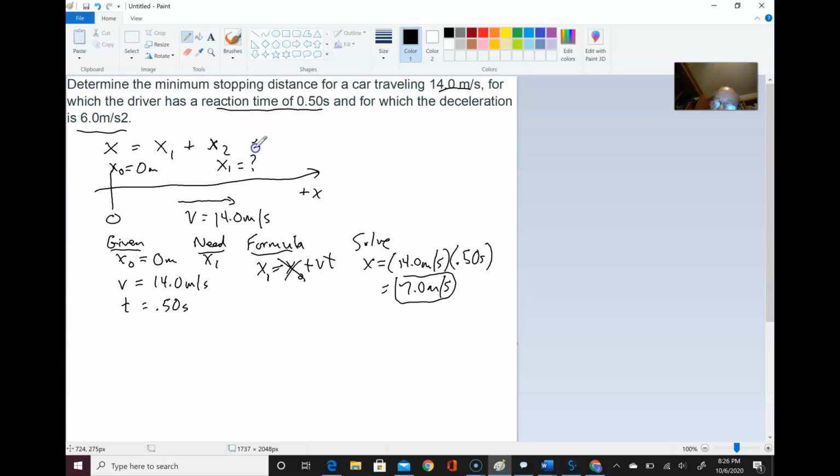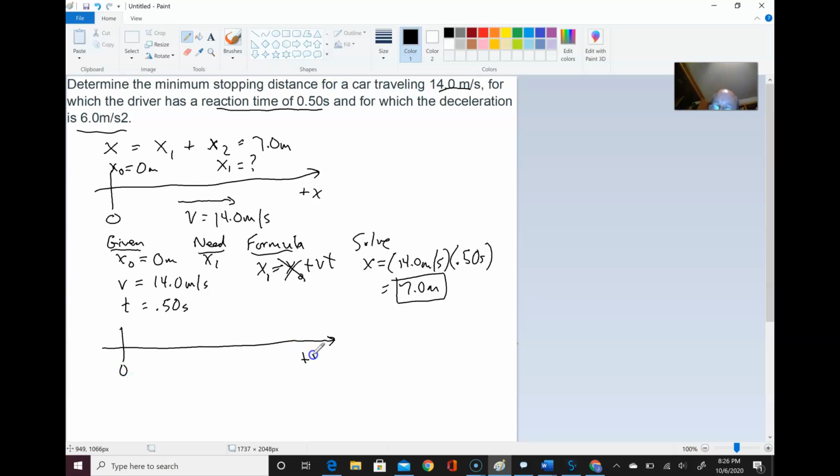So I can come back up here and put that value in. It's going to be 7, and it's not meters per second either. I just finished saying that it wasn't meters per second. It's meters. Okay, 7.0 meters. So I can come up here and say for my x1, I've got 7.0 meters. Now I have to find out how far I went during my second motion. And yes, I know it's annoying to have to create a second problem for this, but that's the nature of these things.